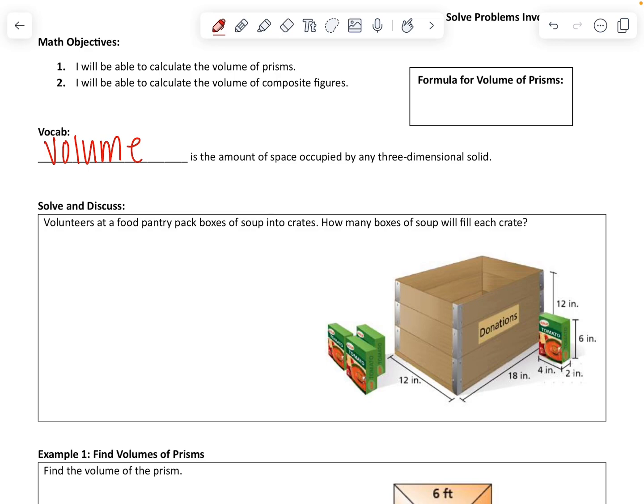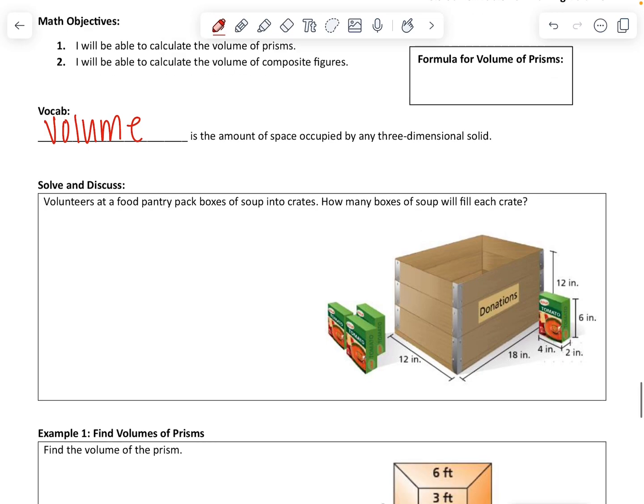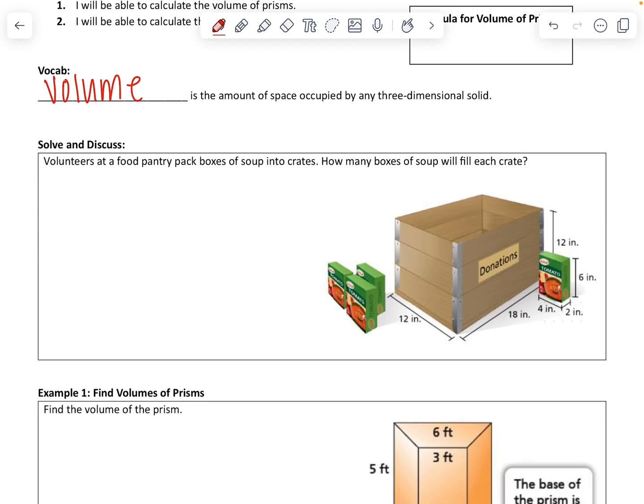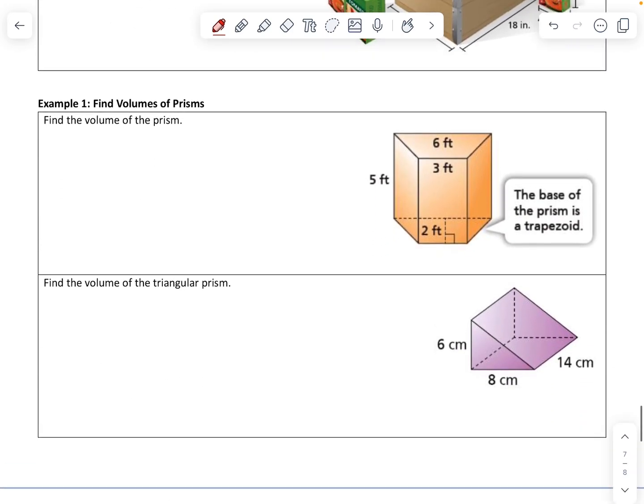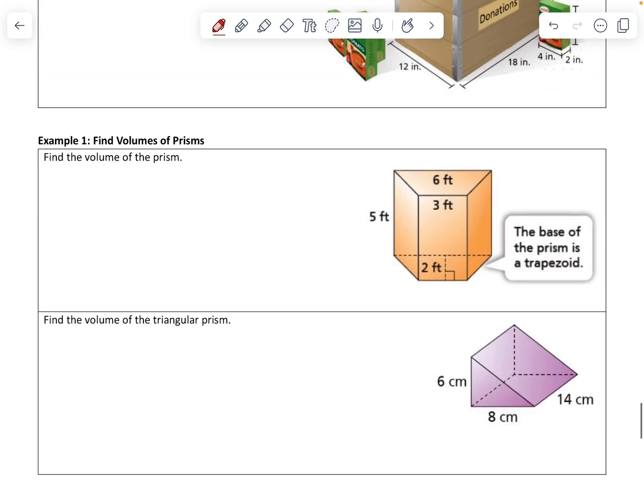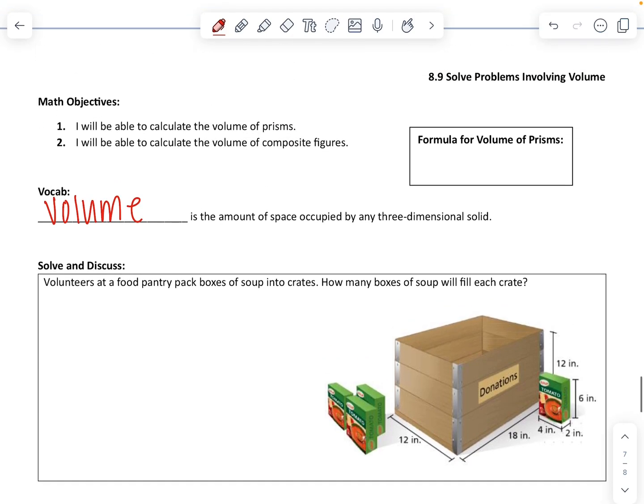So our formula for volume of prisms, remember, we're not dealing with pyramids, we're dealing with prisms. So think of boxes, and all of these are prisms. Remember, pyramids come to a point at the top. That's not what we're dealing with. We're just dealing with prisms. So our formula for volume of prisms is V equals capital B times lowercase h.